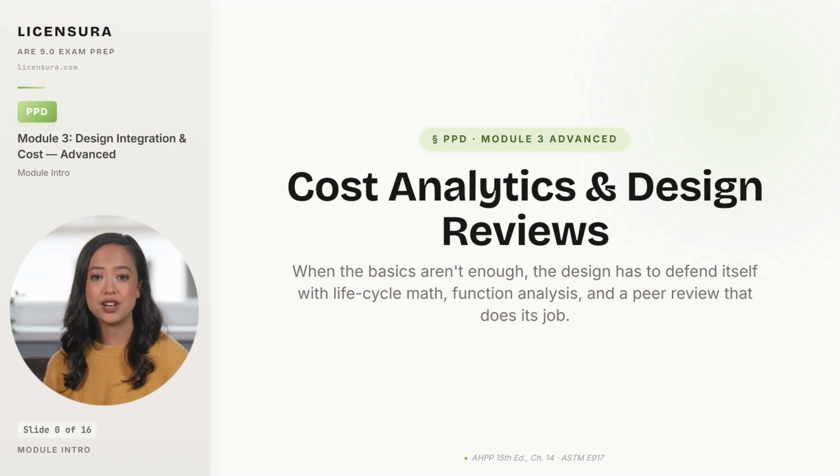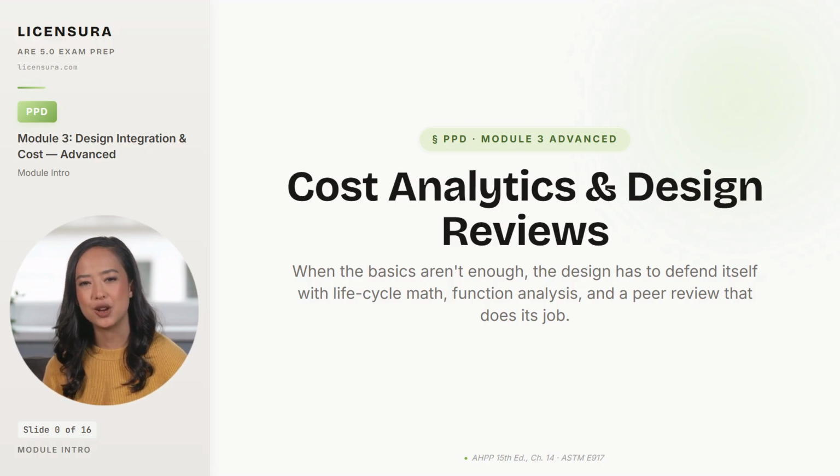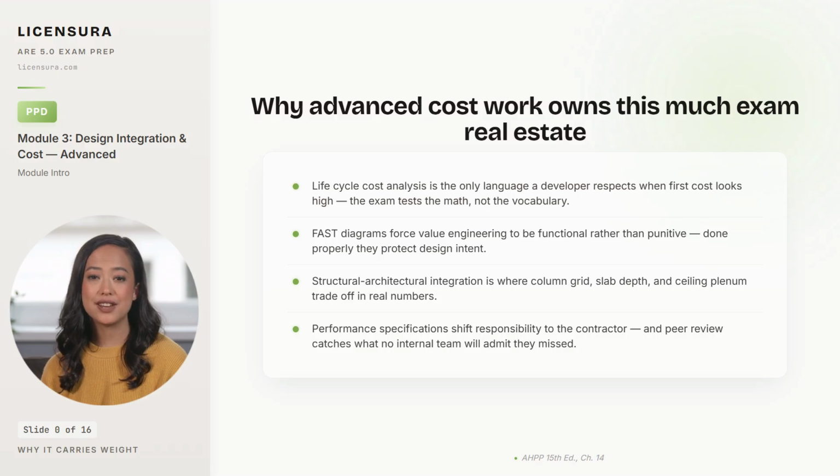Peer review that actually catches things. Most architects bluff their way through these on exam day, and the exam knows it. Misread any of them and it will cost you the question, and on a real project, misread it and the firm gets sued by an owner who wanted the cheaper option defended. Here are 4 reasons the advanced layer carries the weight the PPD exam gives it.